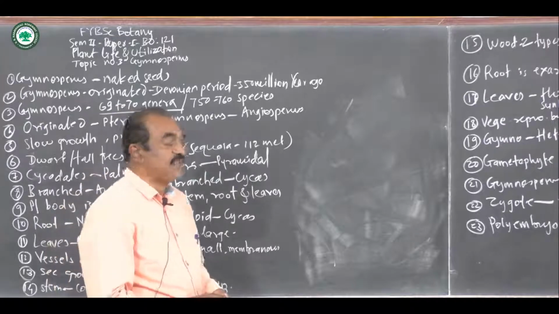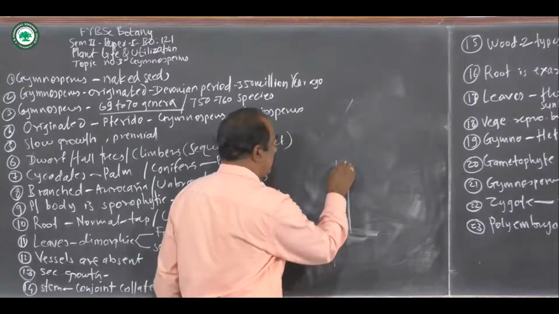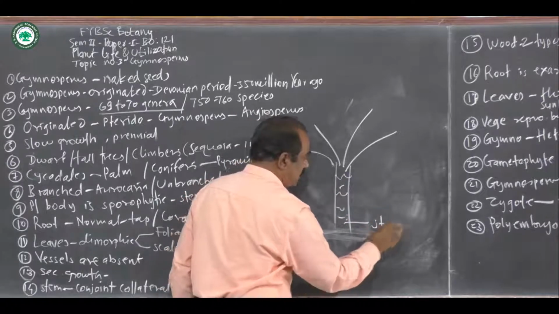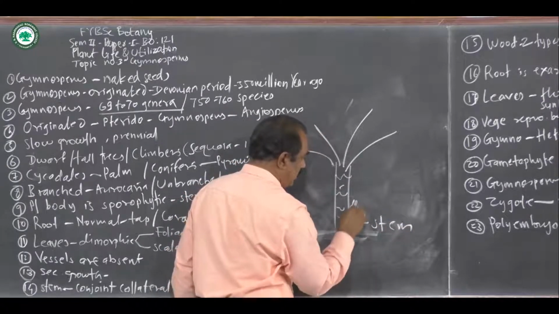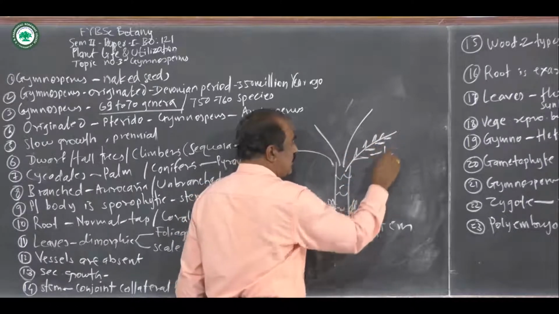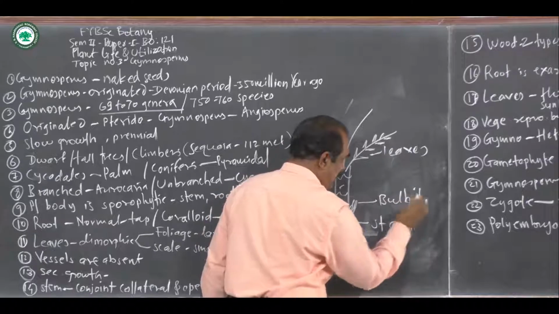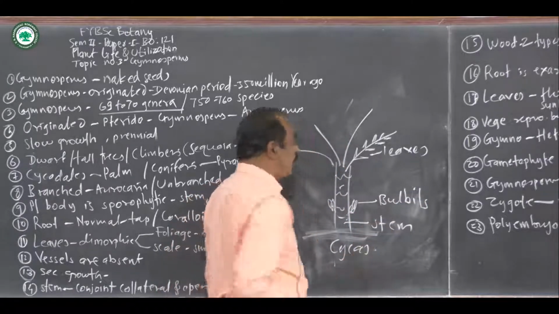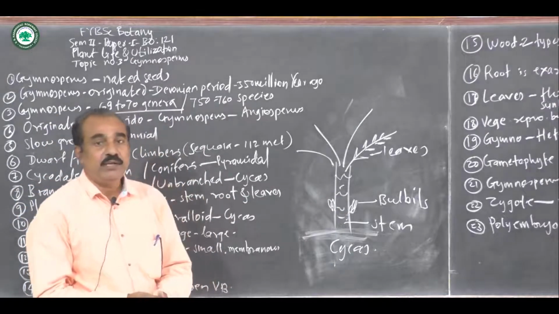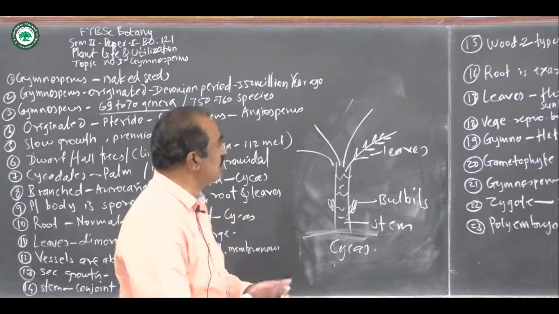Now vegetative reproduction takes place with the help of bulbils, for example in cycas. This is the stem. These are the compound leaves, and these are the bulbils. They are found on the cycas plant. Now when these bulbils get separated from the parent plant, they have the capacity to develop into a new cycas plant. So these vegetative reproductive structures are called bulbils.